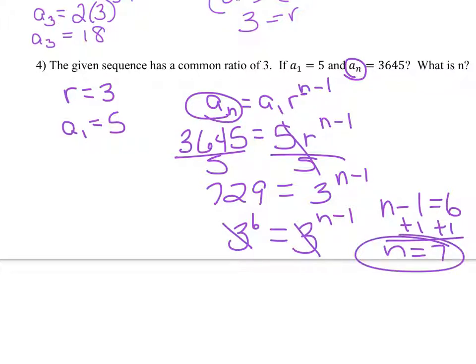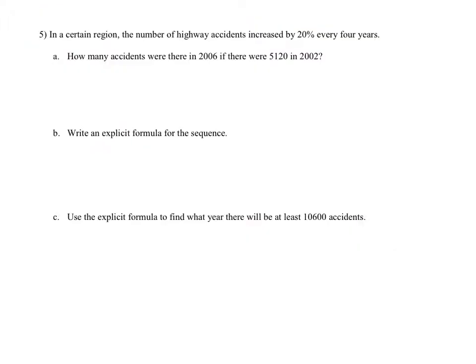Now you could use logs on the next page. We're going to use logs, so you'll still see it. Okay, so for this one here, this is a word problem.